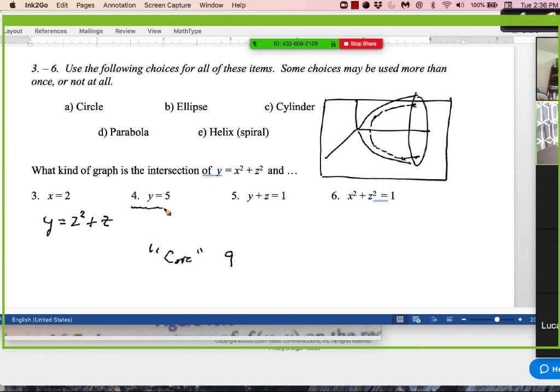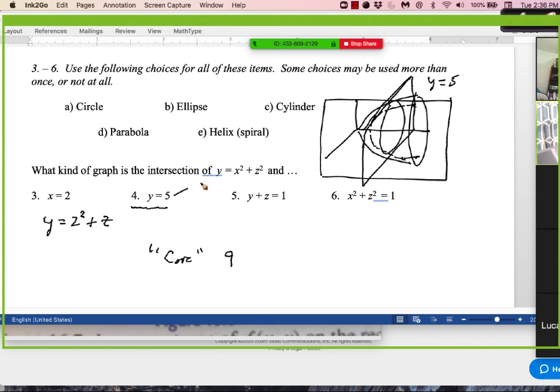Number 4 was, what would you get when you intersected y equals x squared plus z squared and y equals 5? So, in case you missed, I'd probably say a cylinder in this one. Okay, but a cylinder is not a curve, right? A cylinder is a surface, right? So here's y equals 5, and you're going to cut it through that paraboloid, and what will you get? You'd get a circle.